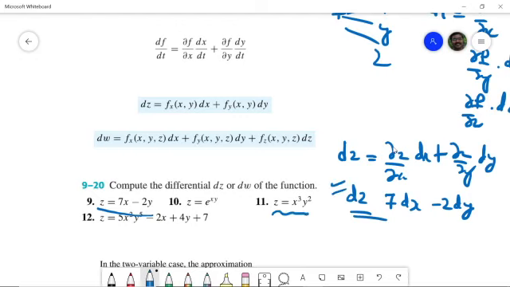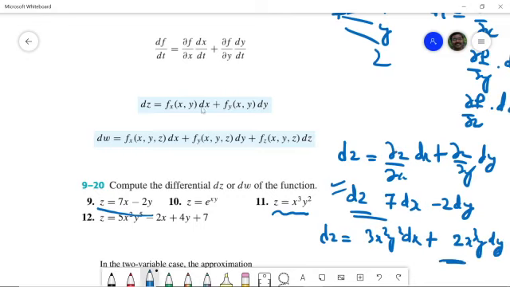Suppose one needs to find the differential of this one. How will you find it? dz is equal to dou z by dou x, that is nothing but 3x squared y squared into dx, plus dou z by dou y, which is 2x cubed y into dy. Now I hope you understand what you mean by differentials.